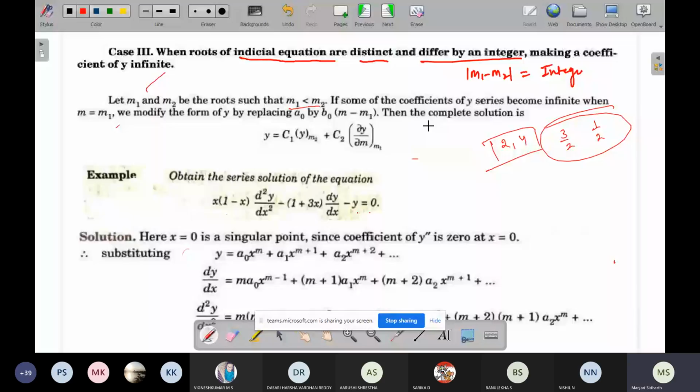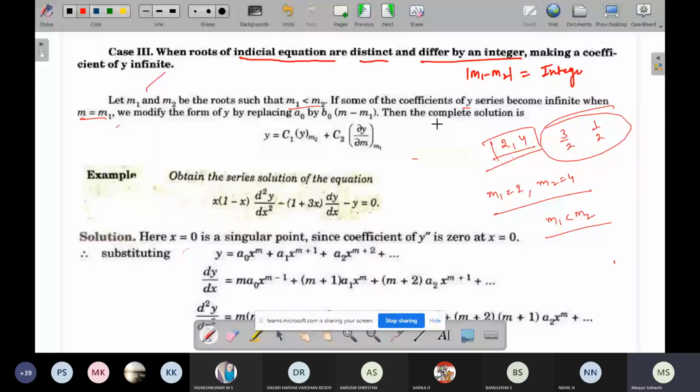So when we have two roots, one should be less than the other, or you can say the other is greater than the first one. So always take m1 as the lesser root and m2 as the greater one, that means m1 is less than m2. This case applies if the sum of the coefficients of the y series becomes infinite when m equals m1.